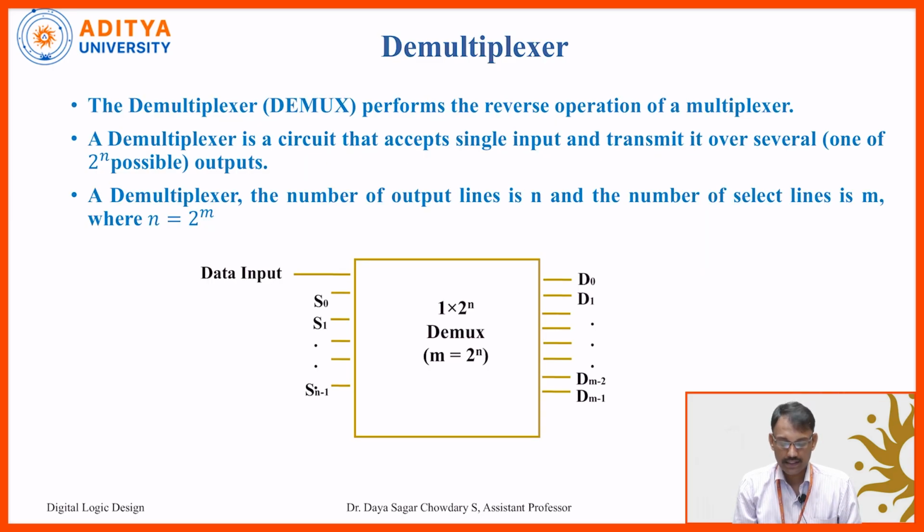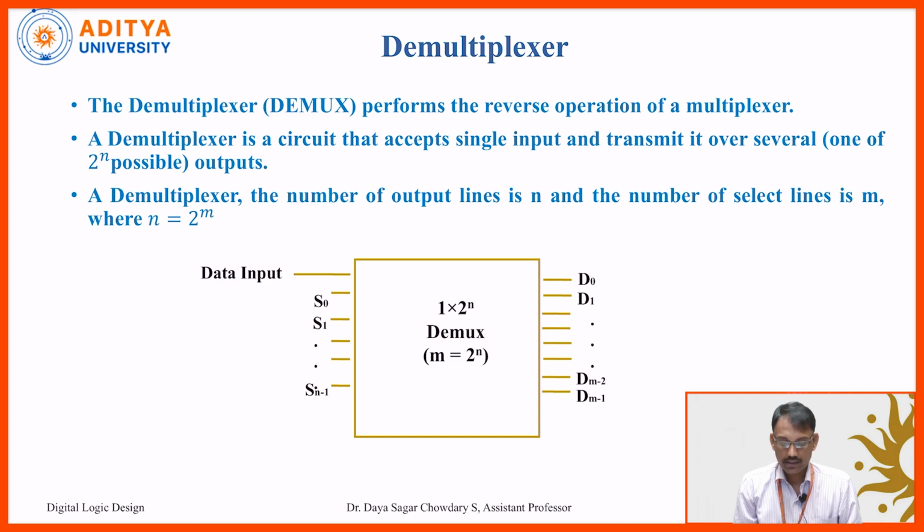Coming to the demultiplexer, also called a demux, it performs the reverse operation of a multiplexer. In the previous class we discussed the multiplexer concept. The demultiplexer is quite opposite to the multiplexer. A demultiplexer is a circuit that accepts a single input and transmits it over one of 2 to the power of n possible outputs.